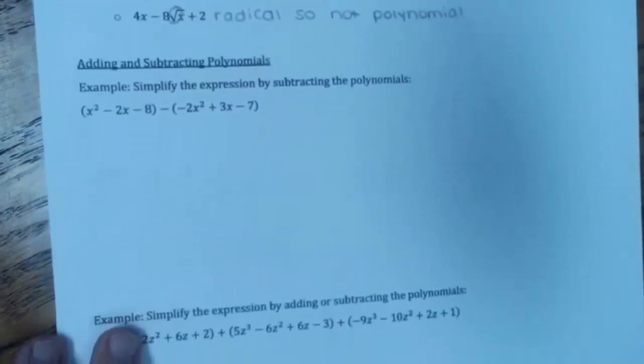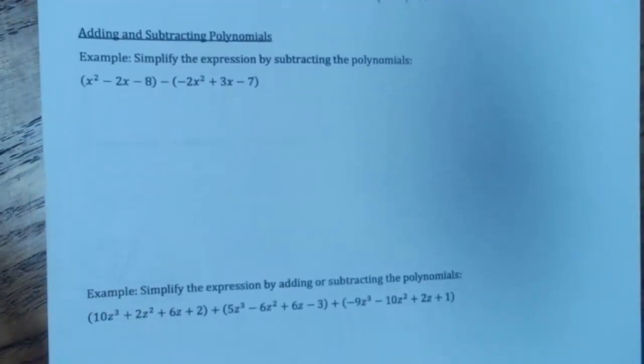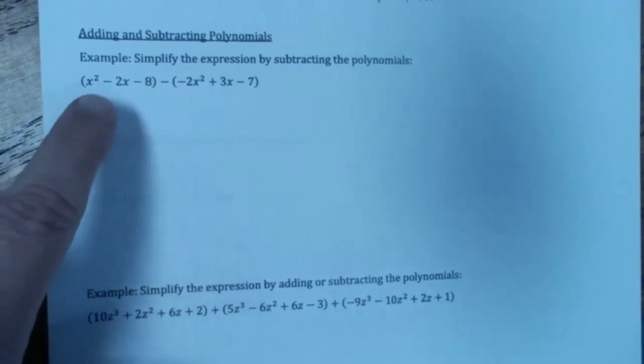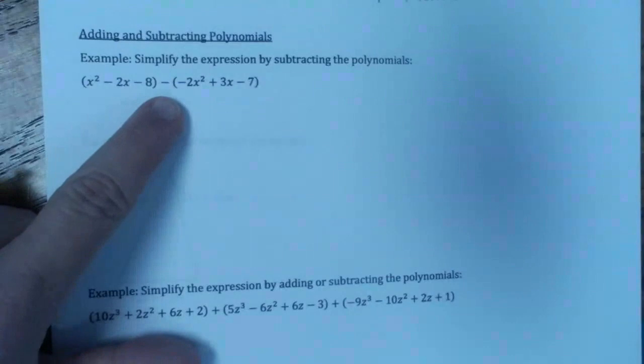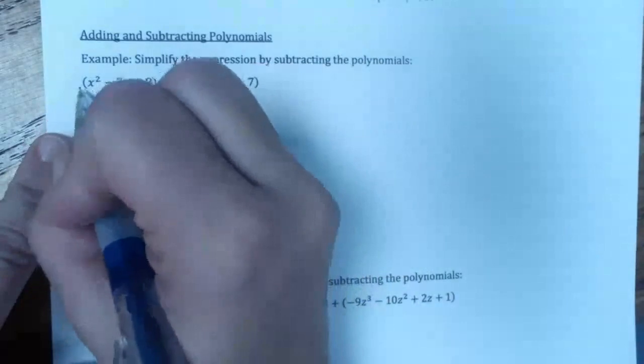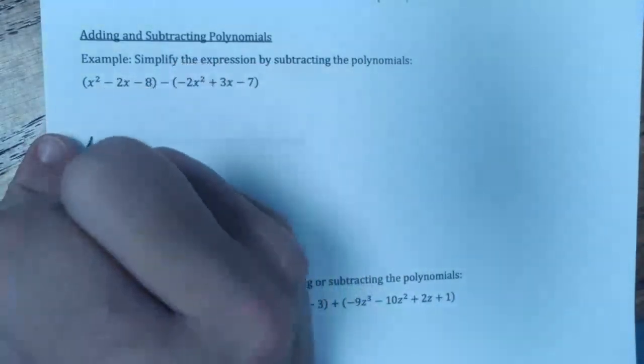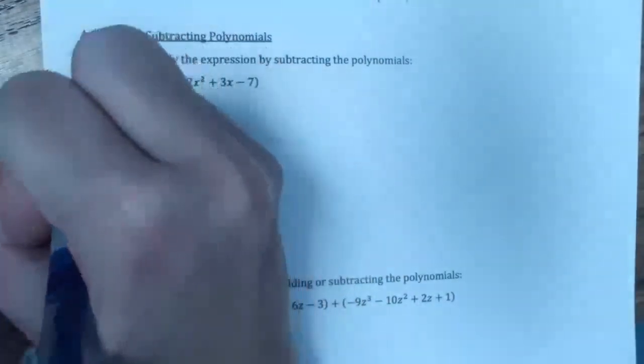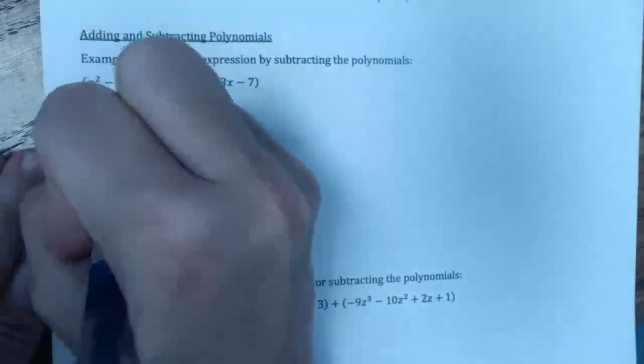So next example, adding and subtracting polynomials. Simplify the expression by subtracting the polynomials: x squared minus 2x minus 8 minus (negative 2x squared plus 3x minus 7). We want to distribute. There's nothing besides a positive 1 outside the first set of parentheses to distribute, so it's going to stay x squared minus 2x minus 8.